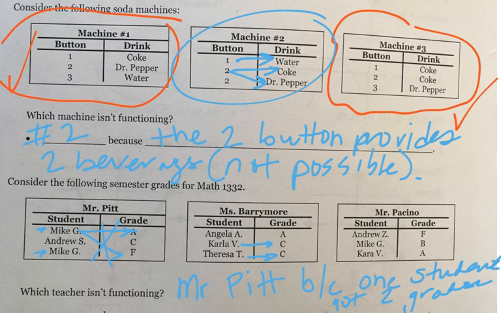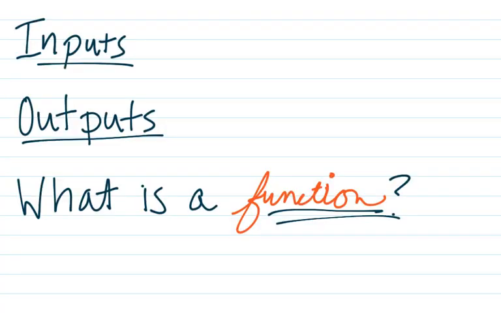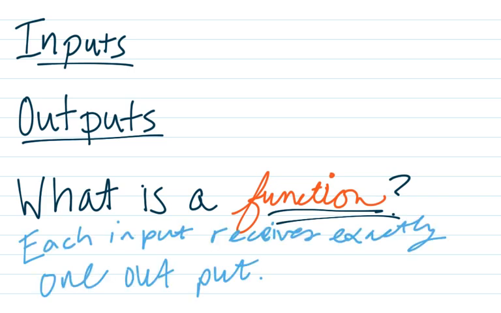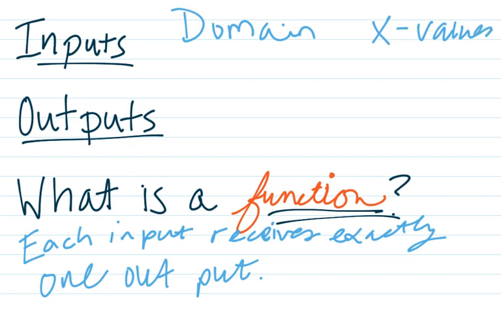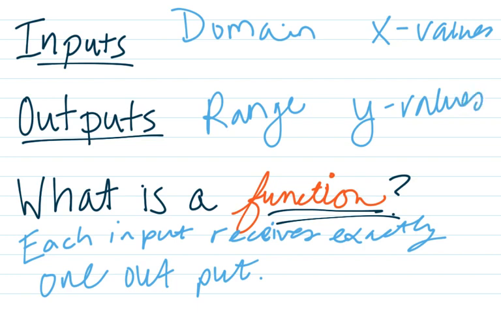So this is the underlying meaning of what it means to be a function. So a function is where each input receives exactly one output. We call the inputs of a function the domain. And commonly, when we talk about ordered pairs, they correspond to the x values. The outputs are what happens to the inputs, and that gives us our range, and it corresponds to your y values.